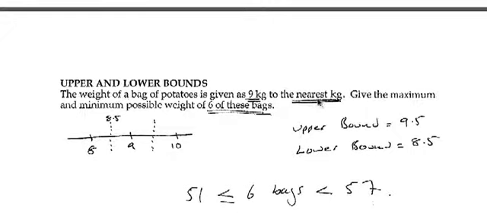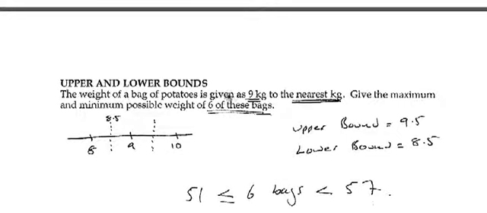So if you are rounding to the nearest kilogram, I'd like to imagine a ruler marked out in units of kilograms. So here we are. You could have rounded it to 8 or 9 or 10 to the nearest kilogram. So what you're looking for are the places where you stop rounding one way and start rounding the other way. So that's obviously 8.5 and 9.5. That's what the upper bound and the lower bound mean.